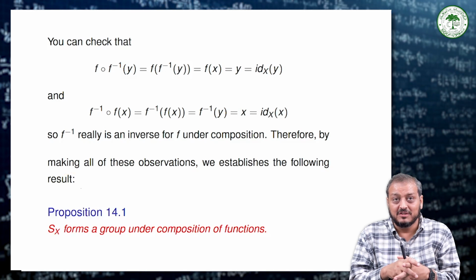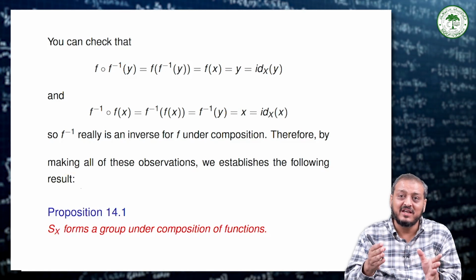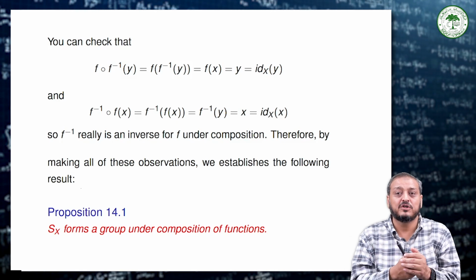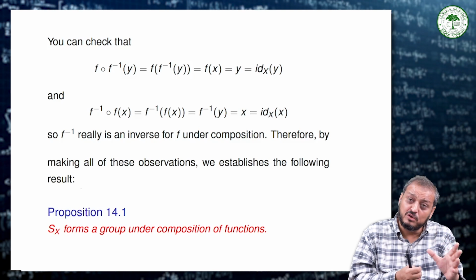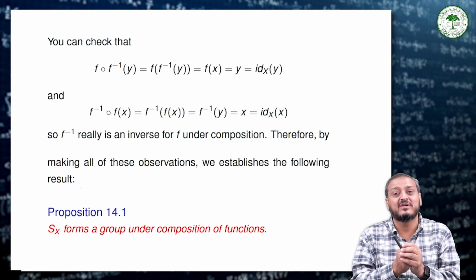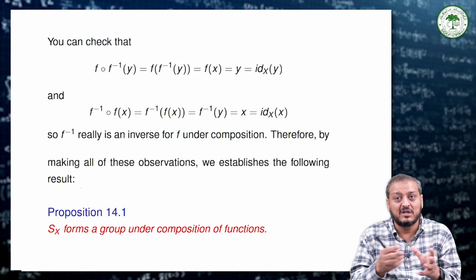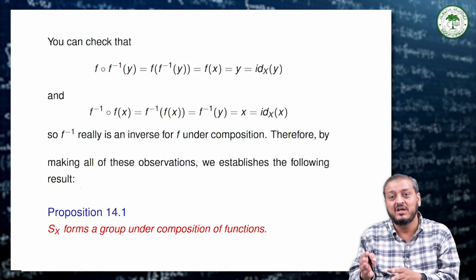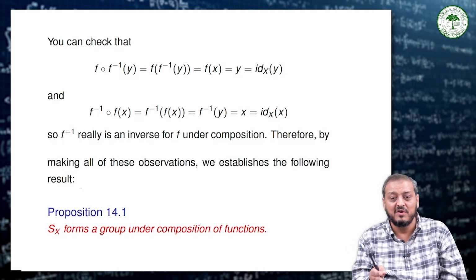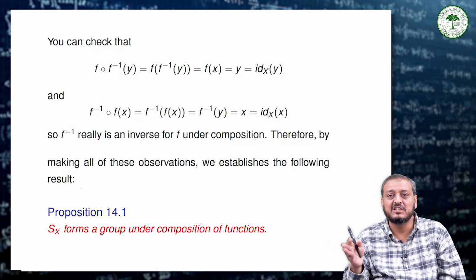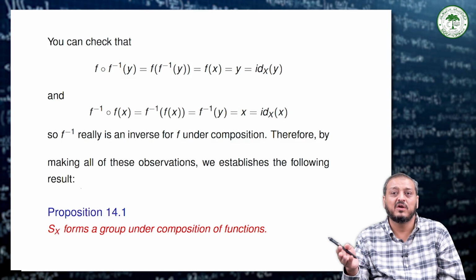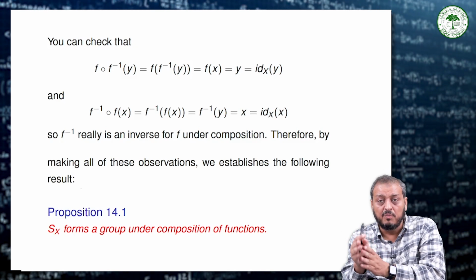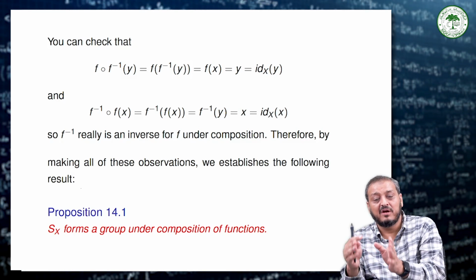Therefore, by making all these observations, we establish the following result: Sx forms a group under the composition of functions. This means Sx satisfies all the properties of a group under composition of functions. We also note that this is a special type of group, known as a non-abelian group. It does not satisfy f composition g equal to g composition f. We will provide one example for the case when X is equal to {1, 2, 3}. So Sx always forms a group under the composition of functions.